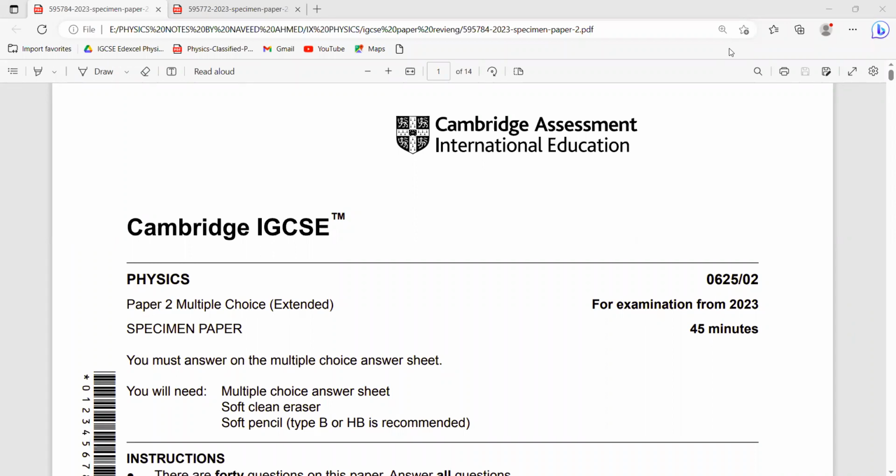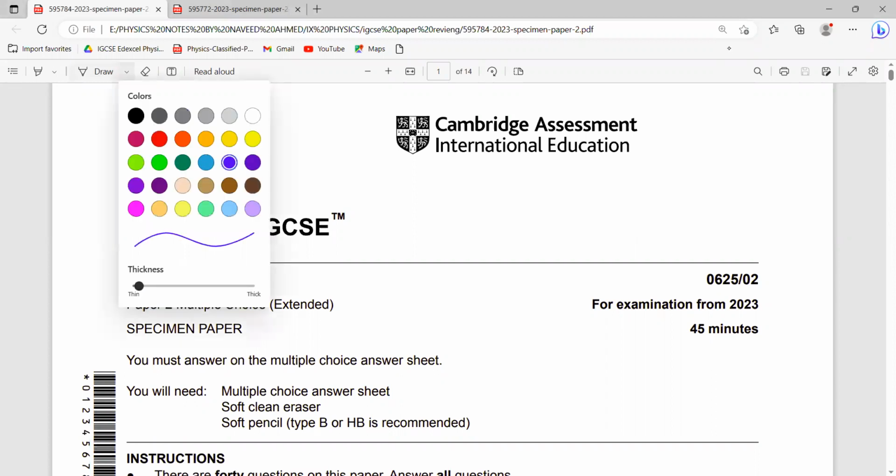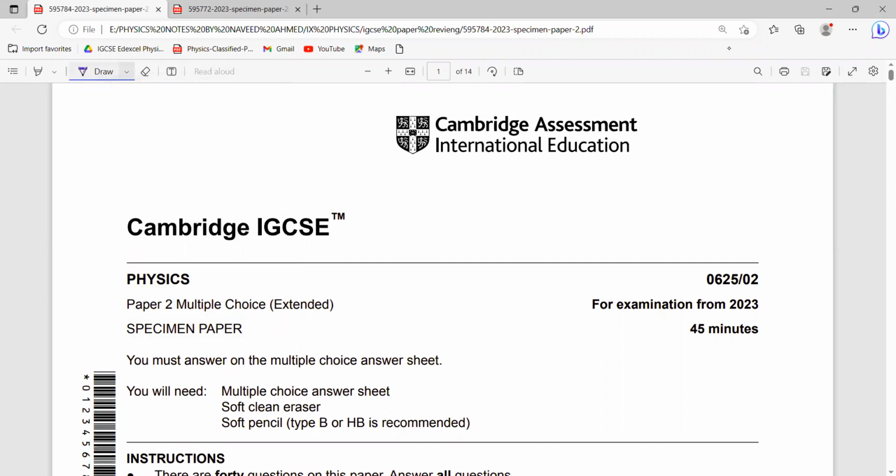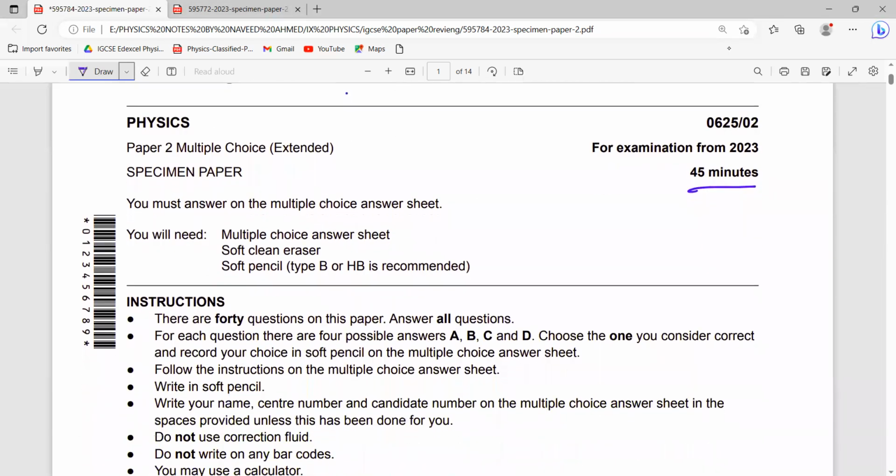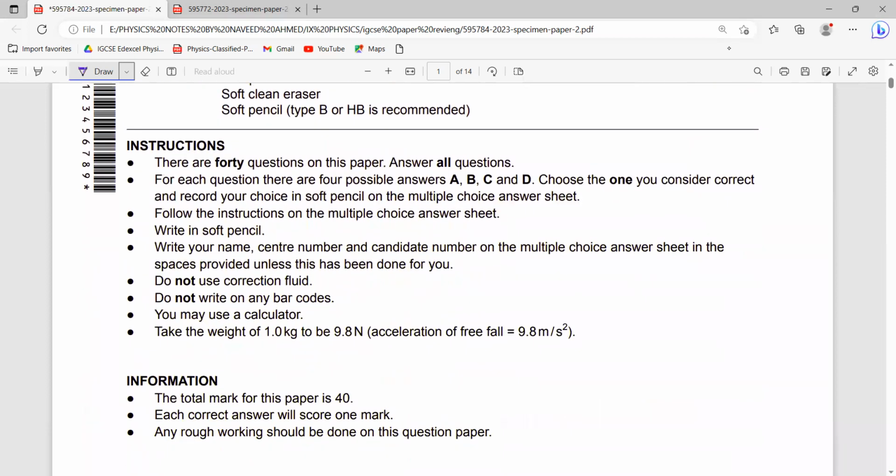Today we are going to start the IGCSE Specimen Paper 2023. As you can see, the time for this paper is 45 minutes and there will be 40 MCQs. So you have to manage your time, not more than 1 minute for each MCQ. The second instruction is that you have to use the value of g as 9.8 meters per second squared, or 9.8 Newton per kilogram.